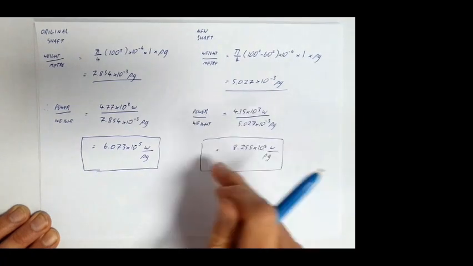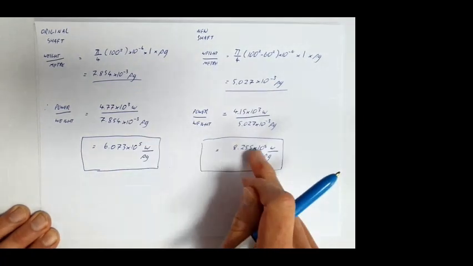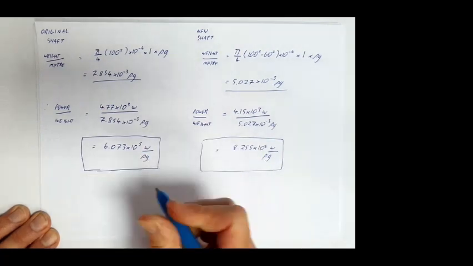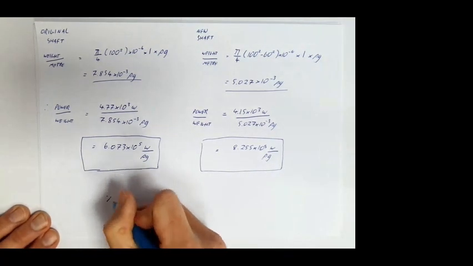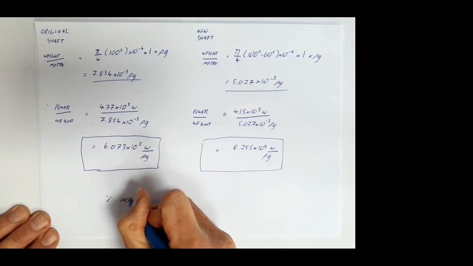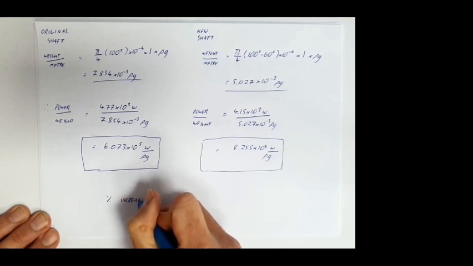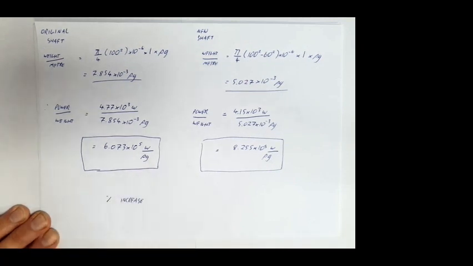Omega over rho g, clearly that's the same for both shafts. So it's these numbers that we're interested in. Okay, so the question asks us what is the percentage increase in the power to weight ratio. So percentage increase is going to be the difference divided by the original value.